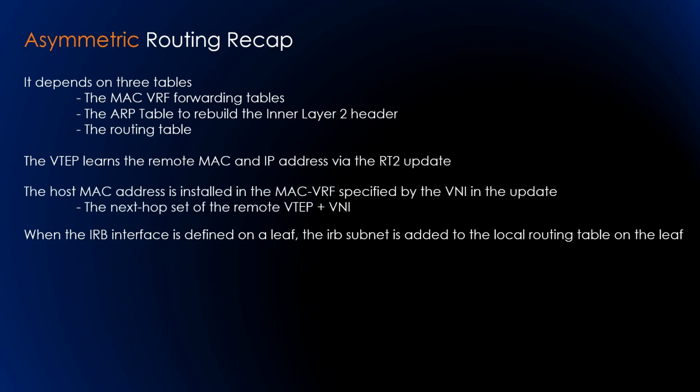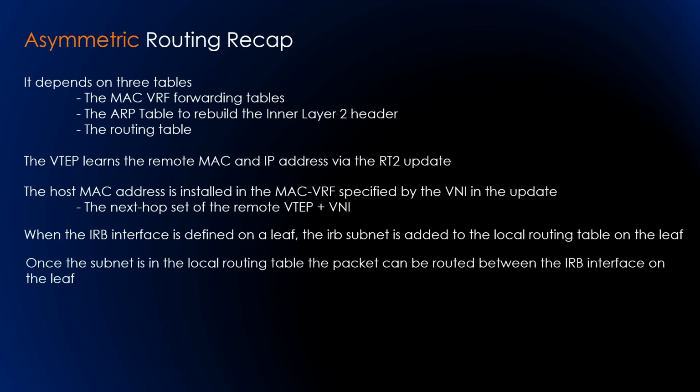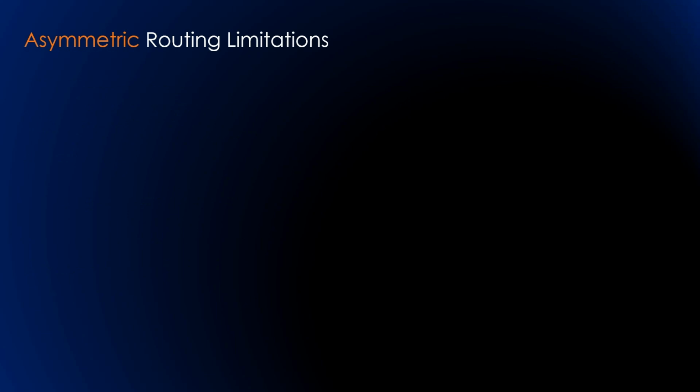So when the IRB interface is defined on the leaf, the IRB subnets are added to the local routing table on the leaf. Once the subnet is in the local routing table, the packet can be routed between the IRB interfaces on the leaf itself. That brings us to the end of the concepts of asymmetric routing, but there are some limitations associated with asymmetric routing.